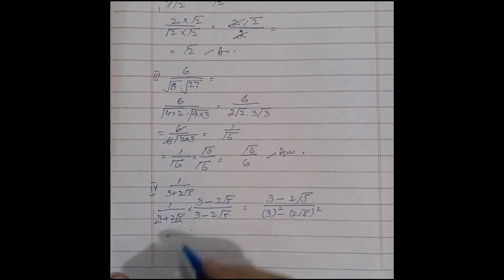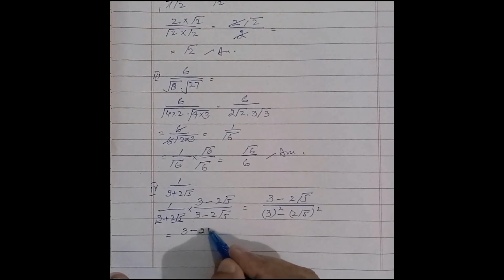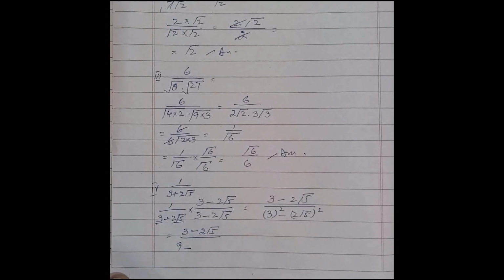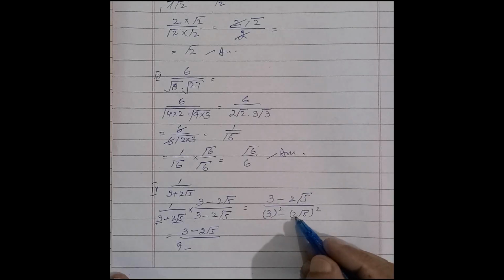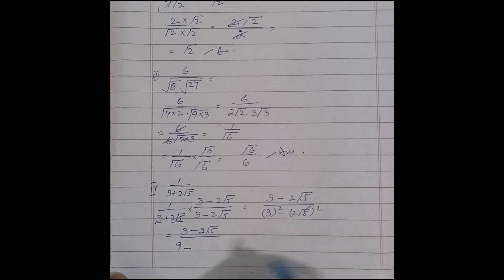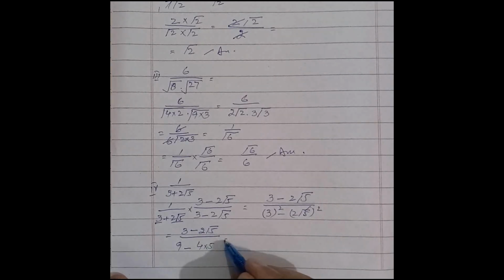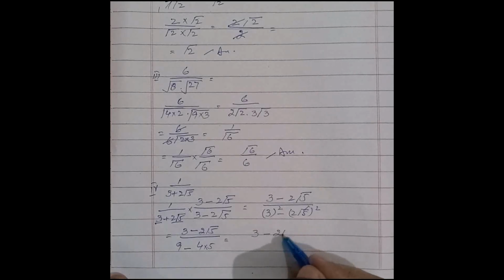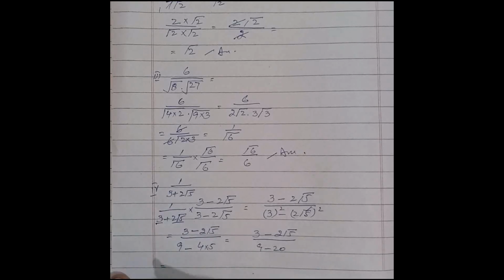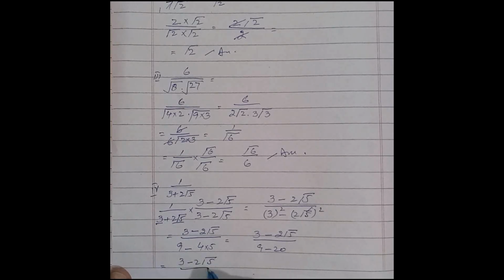So 3 square minus 2 square root 5 whole square. Now we simplify these values. We get 3 minus 2 square root 5 over 3 square is 9 minus 2 square is 4, and the square root 5 and square cancel. We get 4 multiplied by 5. We get 3 minus 2 square root 5 over 9 minus 20. Now we simplify it. We get 3 minus 2 square root 5 over 9 minus 20 is minus 11.